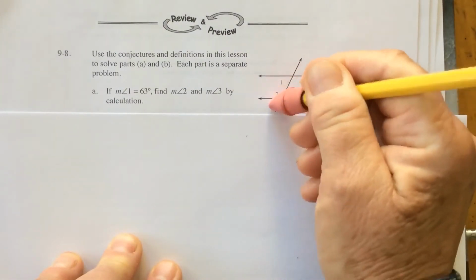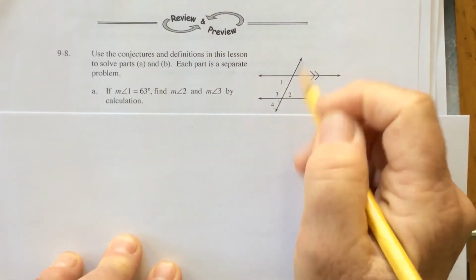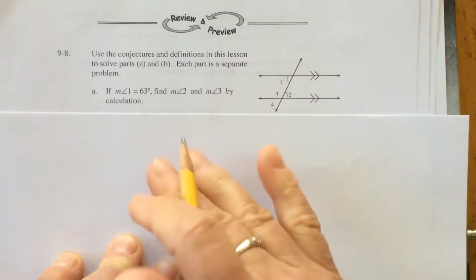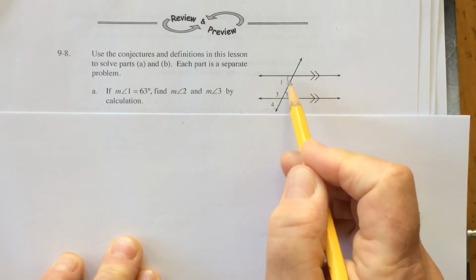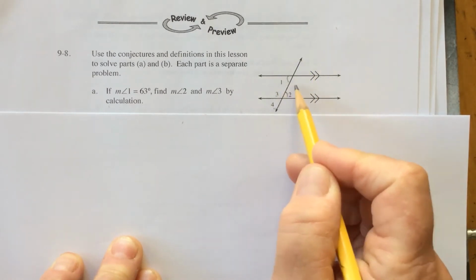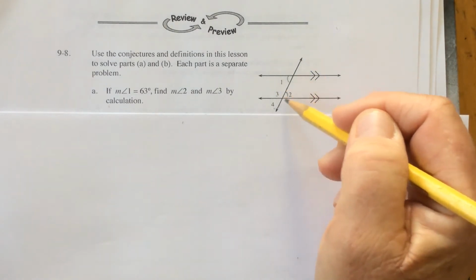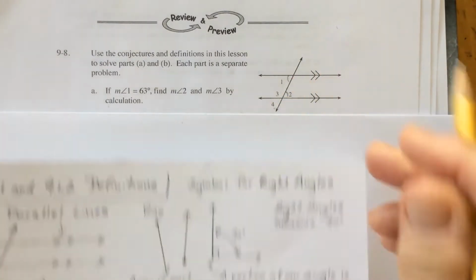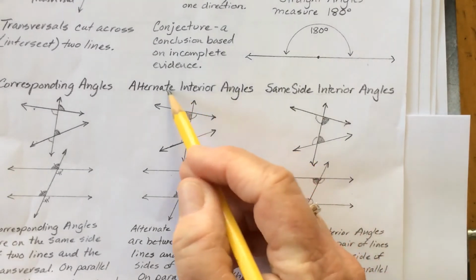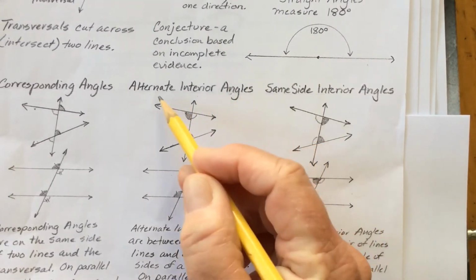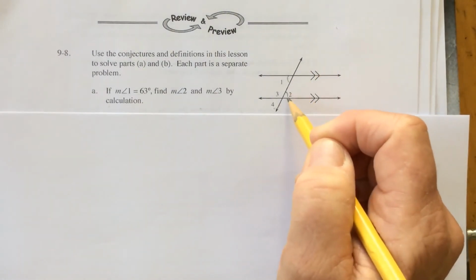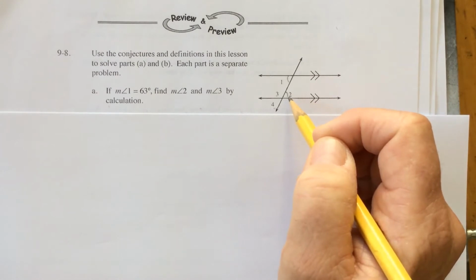Then you also have angle 1 and angle 2. Angle 1 and angle 2 are on opposite sides of the transversal inside the two parallel lines. So they are called alternate interior angles. Alternate sides in between the two parallel lines. They are also going to be congruent or equal.